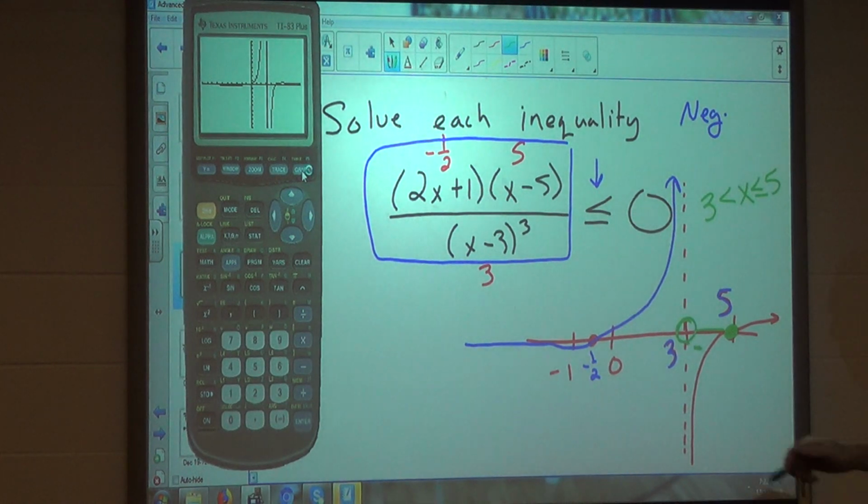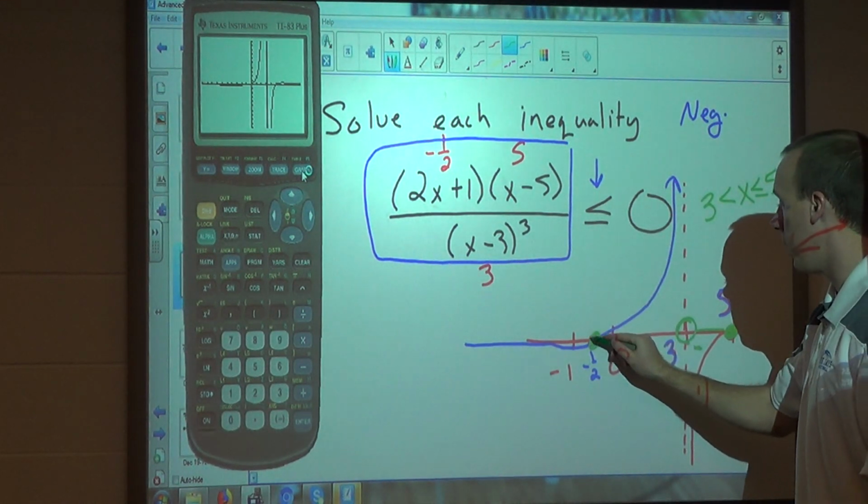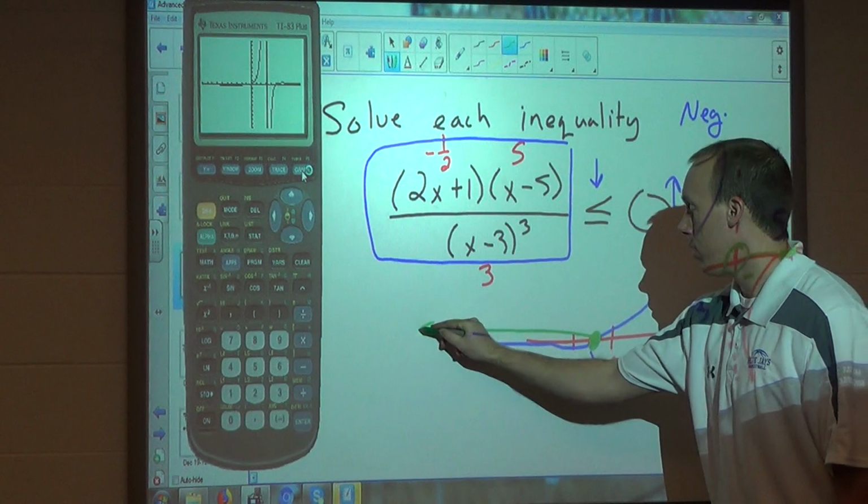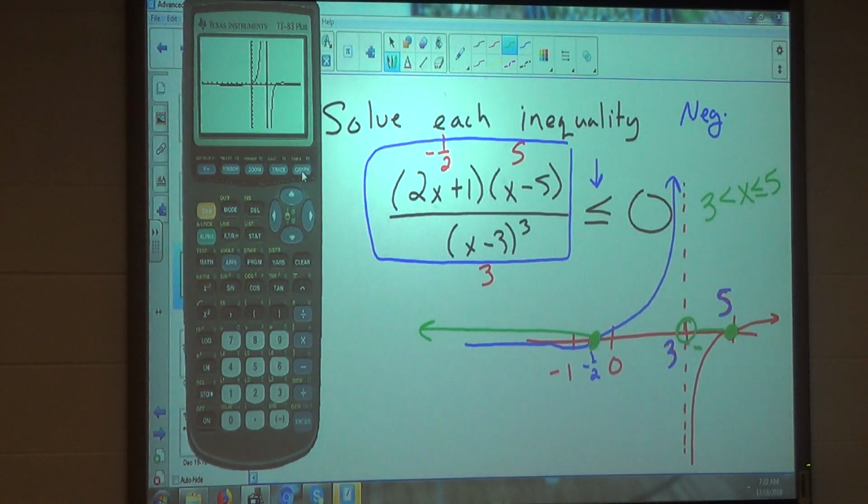And where else is it below? Looks like it's below from here to the left. Anywhere from there to the left, or equal to 0, because it can be equal to 0 too. So then x is less than or equal to -0.5. And that would be my solution.